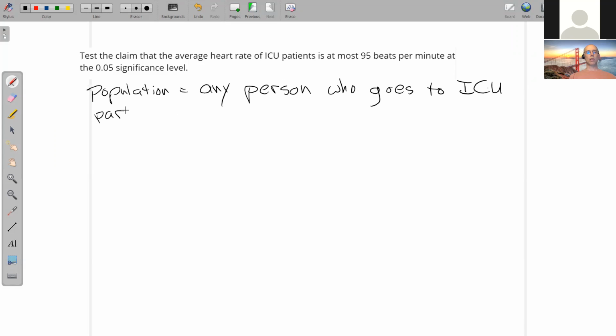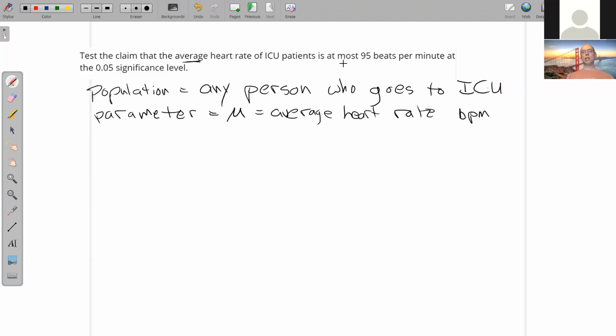And the parameter I'm trying to measure, is it a mean or a proportion here? It's a mean, so I'm going to give it the letter mu, and that would be the average heart rate, not the heart rate of an individual person. Those will vary greatly, but average heart rate. So that would be beats per minute of somebody in the ICU.